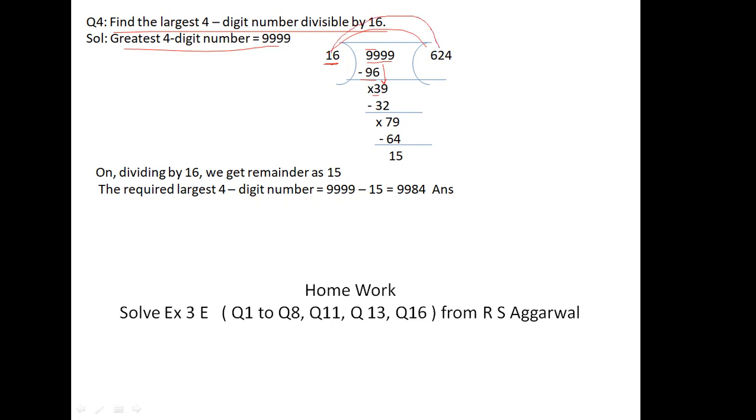16 into 2 will come 32. When we subtract, the remainder will be 7, and 9 will come downside. So the number will be 79. Then 16 multiplied by 4 will come 64. The remainder will come 15. So on dividing by 16, we get remainder 15. So the required largest 4-digit number is 9999 minus 15. It will come 9984.